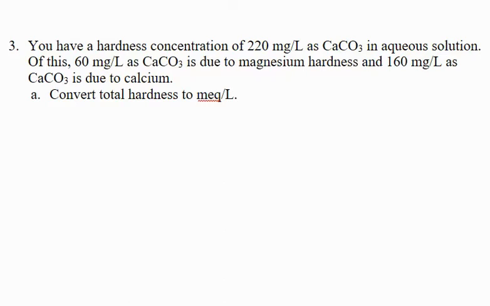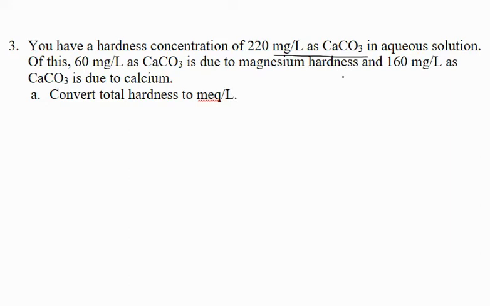So here we have an example dealing with hardness. We have a hardness concentration of 200 milligrams per liter as calcium carbonate. So that's that weird unit. Okay, of this, 60 milligrams per liter is due to magnesium hardness, and 160 milligrams per liter is due to calcium. And this is very strange, but you will see this reporting magnesium hardness as milligrams per liter as calcium carbonate. So don't let it weird you out too much.